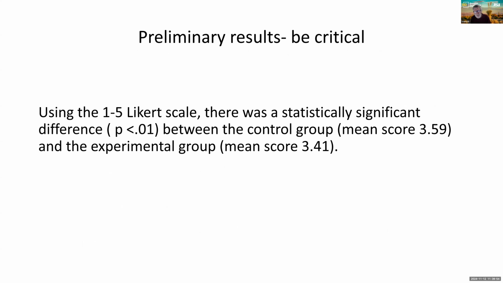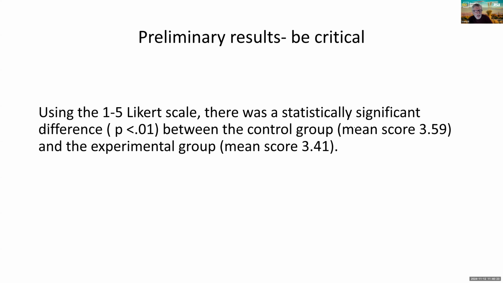Preliminary results. Be critical. Let's read this. Think about this a second. Using a 1 to 5 Likert scale, do you agree, disagree? "There is a statistically significant difference, p less than 0.01, between the control group, mean score of 3.59, and the experimental group, mean score of 3.41."